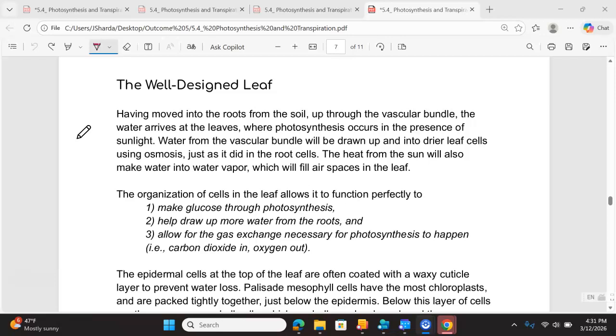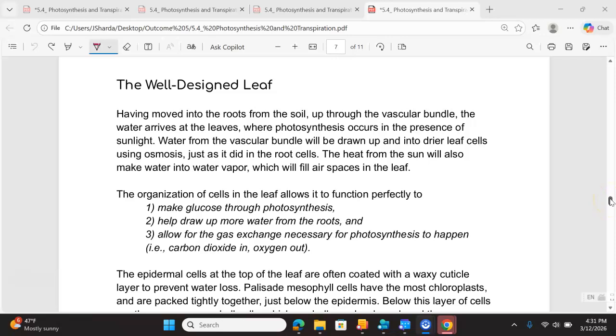Water from the vascular bundle will be drawn up and into drier leaf cells using osmosis, just as it did in the root cells. The heat from the sun will also make water in the leaf into water vapor, which will fill the air spaces of the leaf.